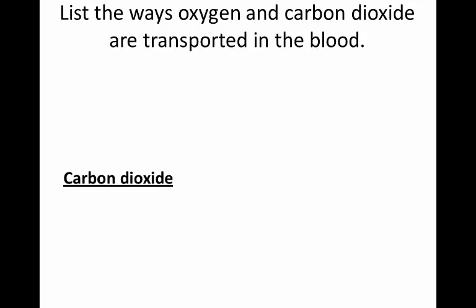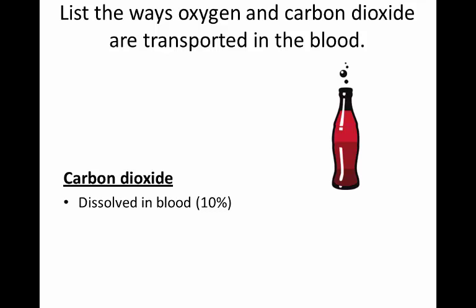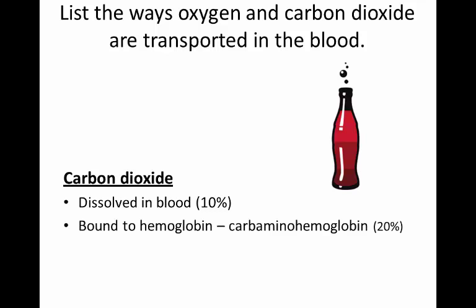So now let's take a look at carbon dioxide. Dissolved in blood accounts for about 10% of the carbon dioxide. Again, think about the can of pop. It's not a chemical reaction with the blood, but simply dissolved. The second major form is the carbon dioxide is bound to hemoglobin. But in this case, it's actually not bound to the iron portion within the heme group.